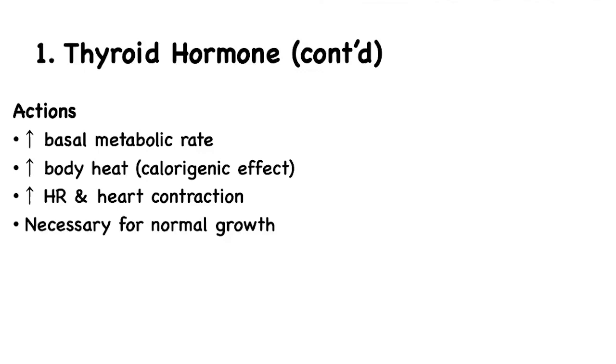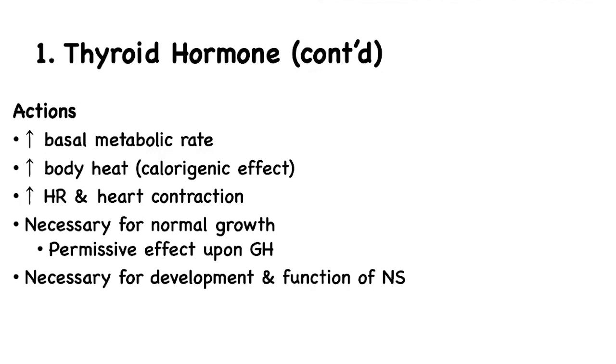Thyroid hormone has a permissive effect on growth hormone. Thus, growth hormone requires thyroid hormone to exert its full effect. In addition, thyroid hormone is necessary for the normal development and function of the nervous system. This hormone is critical during fetal development and early infancy. It increases neurogenesis, the formation of the myelin sheath, and the differentiation of the glial cells.